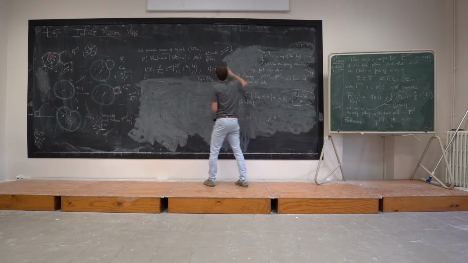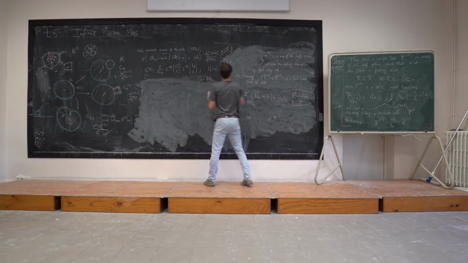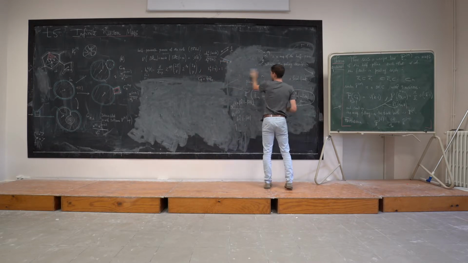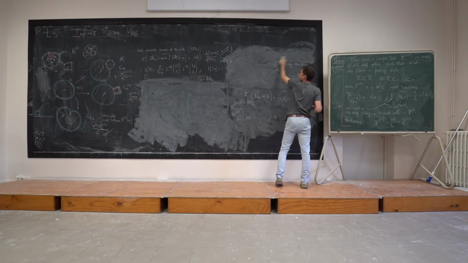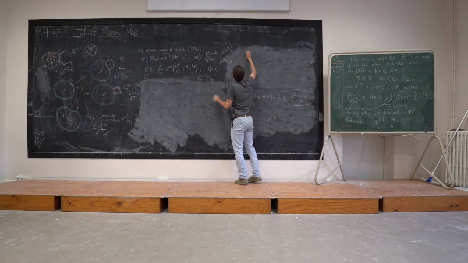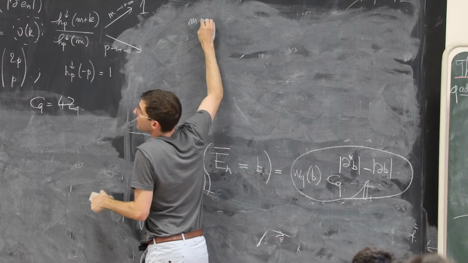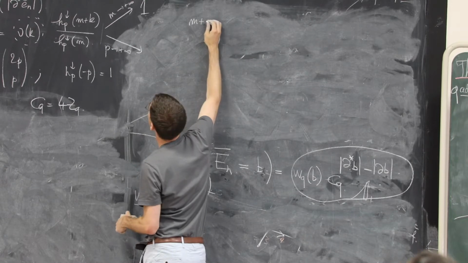Let's see what happens if p goes to infinity. Let's do a little computation. If p goes to infinity, we've got the ratio of the two expressions. So let's write it down.